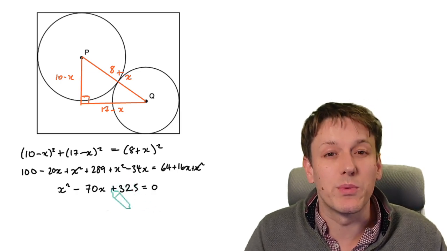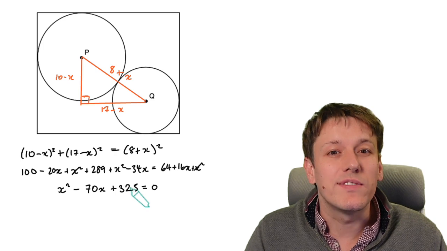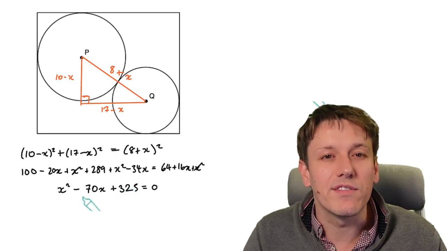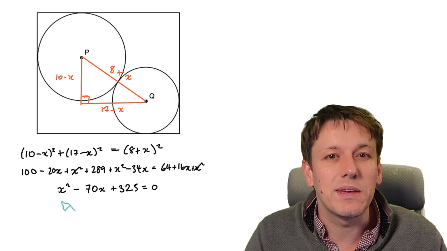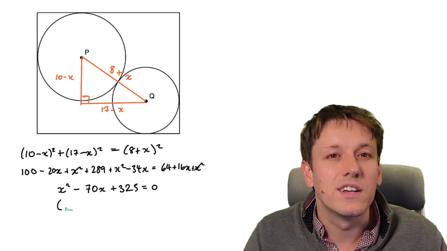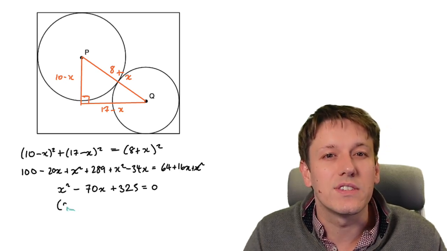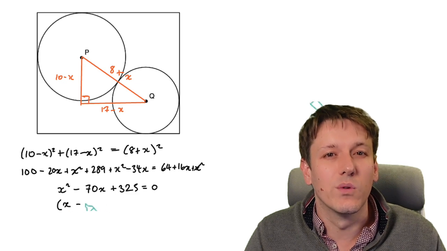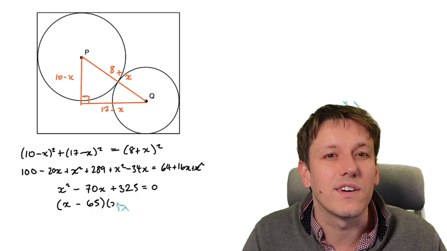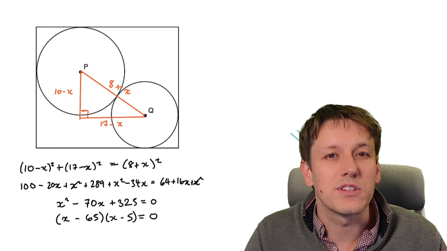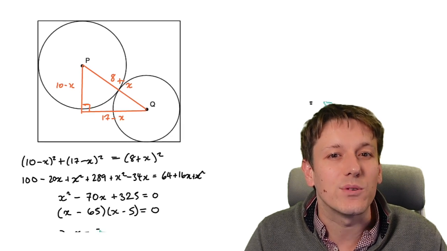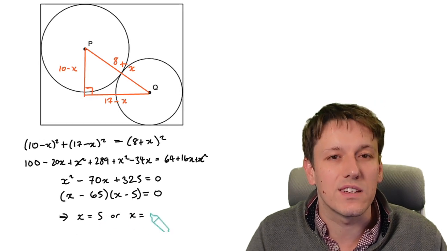You might look at this and wonder whether it factorizes. 325 is 13 times 25, or 5 times 5 times 13. So if it does factorize, it could only be 1 and 325, 25 and 13, or 5 and 65. And it's that last one that works here. So we get x minus 65 times x minus 5 equals 0, which gives us possible values of x equals 5 or x equals 65.